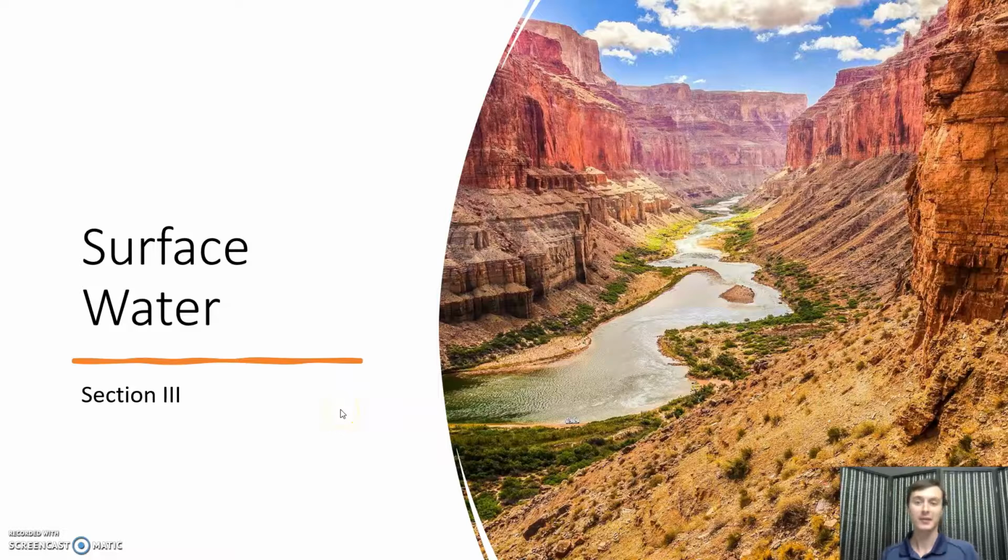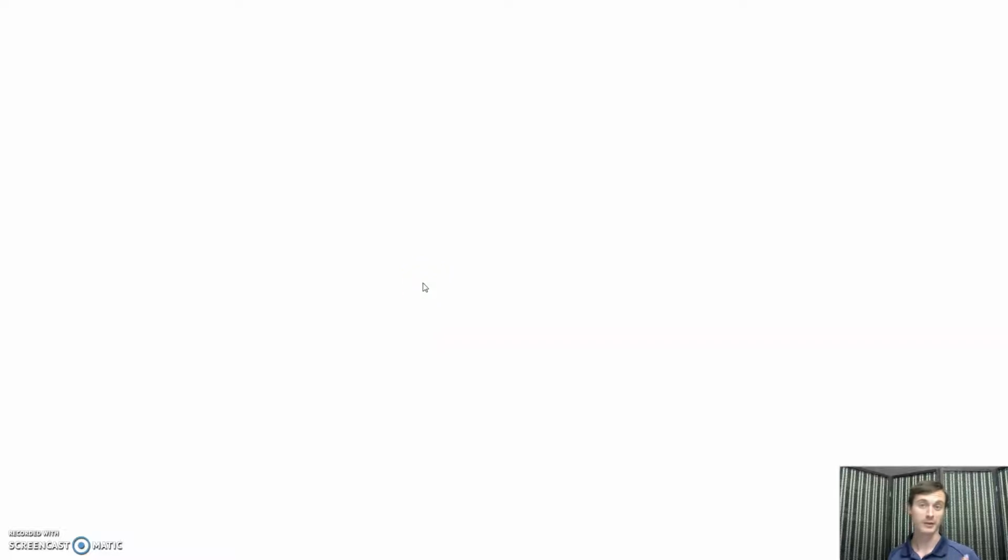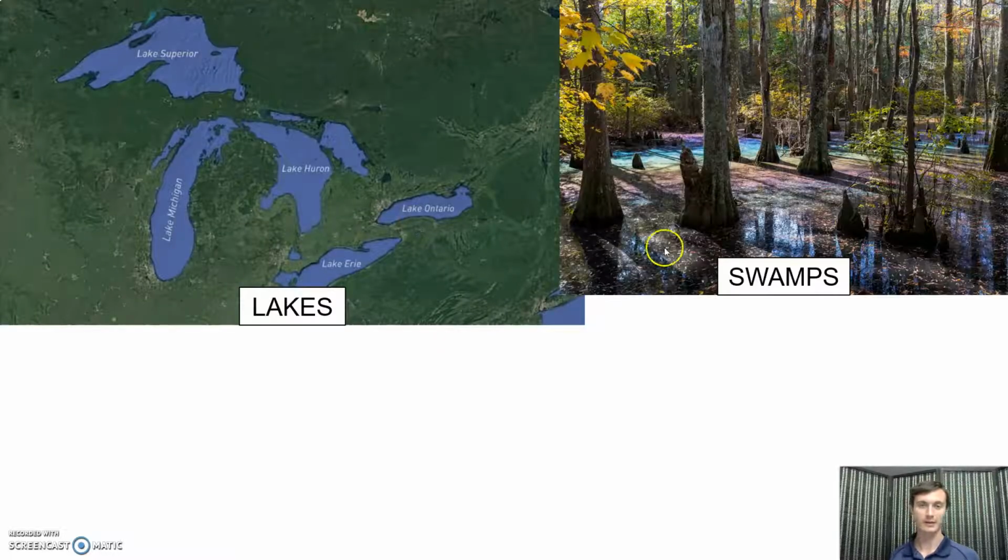Welcome back, everybody. In this section, we talk about surface waters. How does water on the surface change the landscape of Earth? So what comes to mind when you think of surface water? Well, probably you think about things like lakes and swamps. And while these are important, they aren't the most important thing when it comes to shaping the Earth's surface.